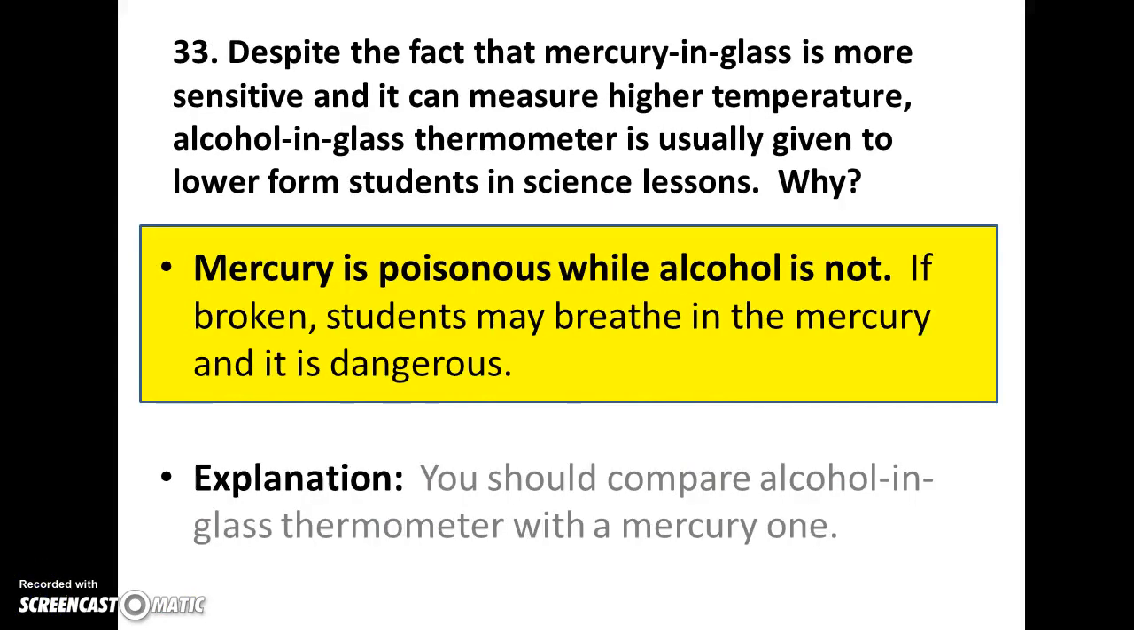Question 33. Mercury in glass thermometer is more sensitive, but usually we give alcohol in glass thermometer to junior form students. Why? Because mercury is poisonous. Alcohol is not. So if a mercury in glass thermometer is broken, the student may breathe in the mercury vapor and it is dangerous to them.